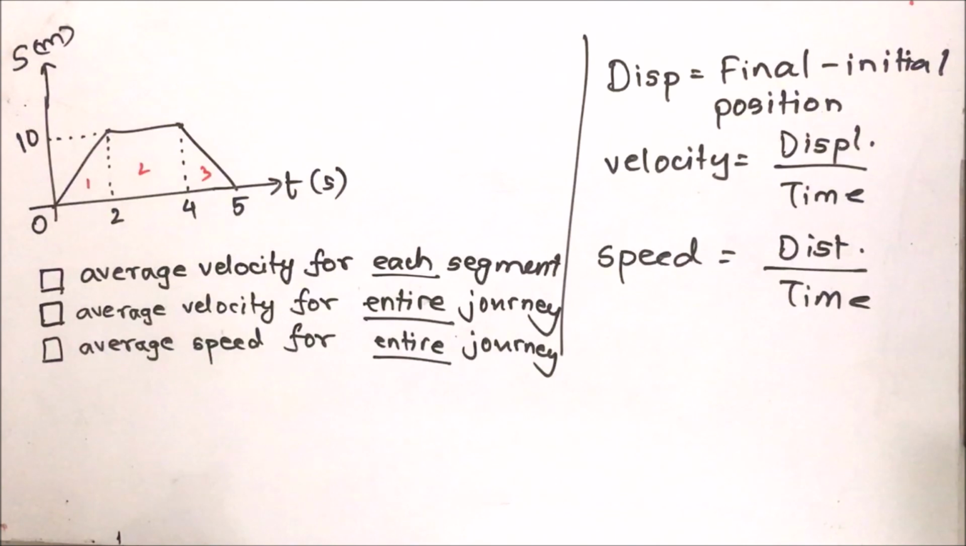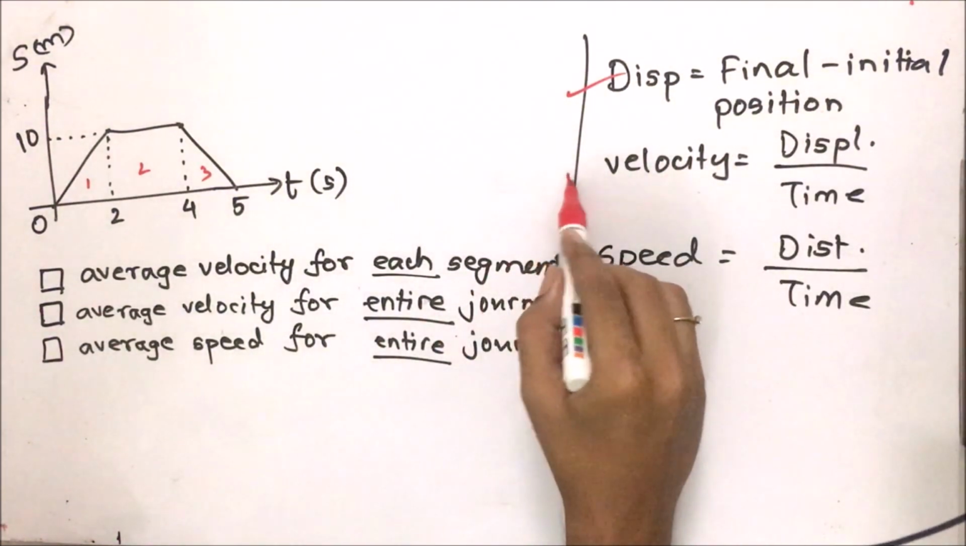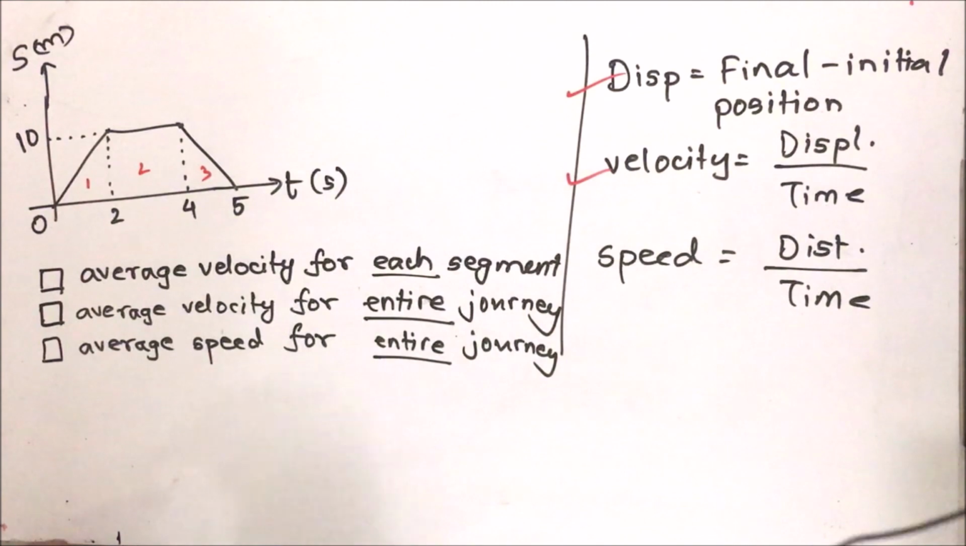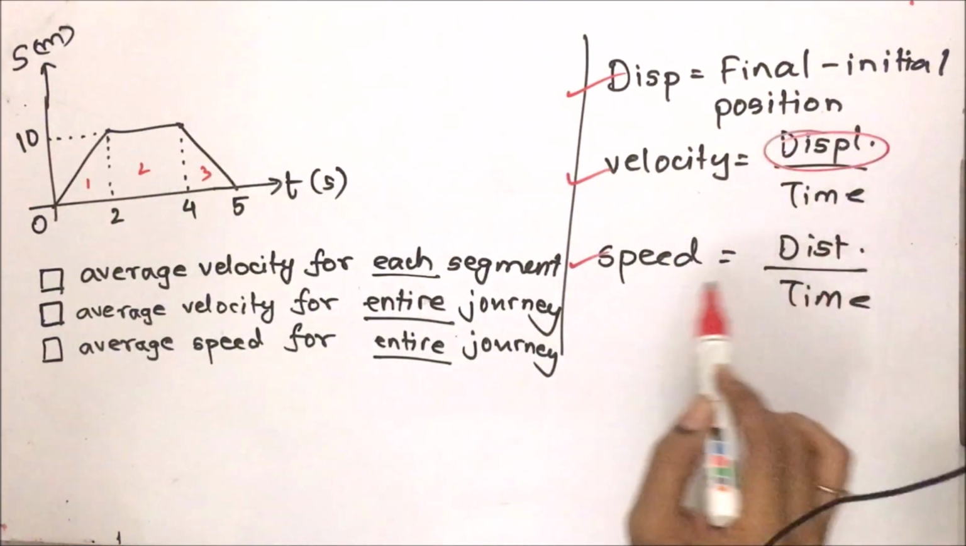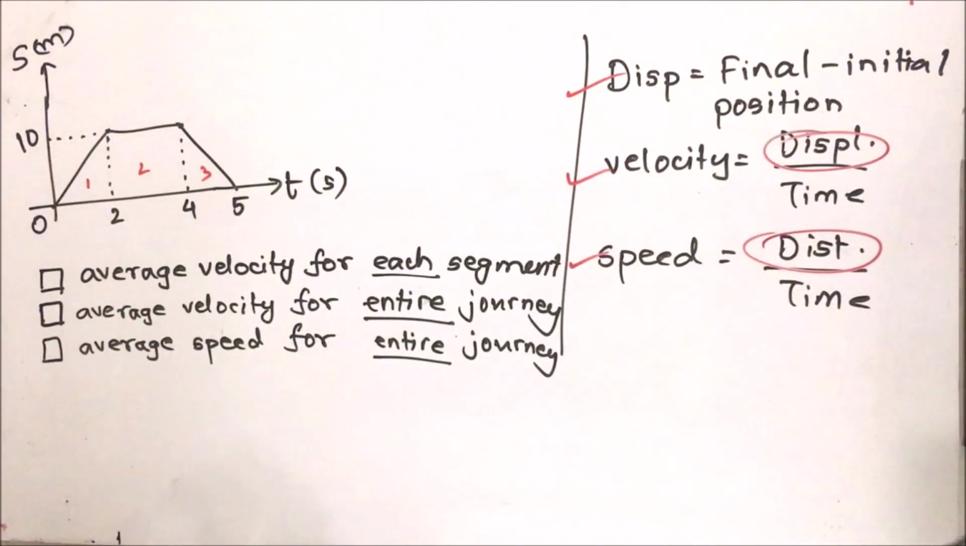Okay. Before that, we have to learn 3 formulae. The first formula is displacement is equal to the final position minus the initial position. The second formula is velocity is equal to displacement by time, and the speed is equal to distance by time. So velocity is equal to displacement by time and speed is equal to distance by time. Don't get confused. We have already learned the difference between distance and displacement. So the average velocity for each segment.